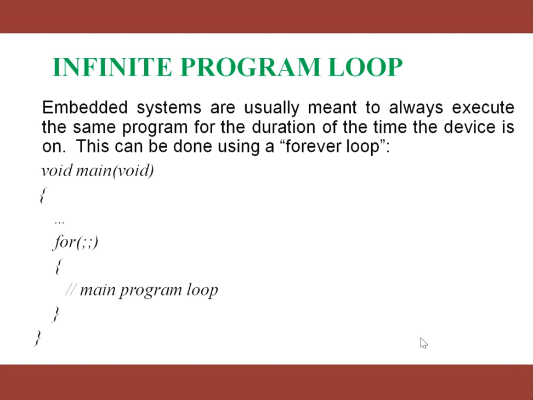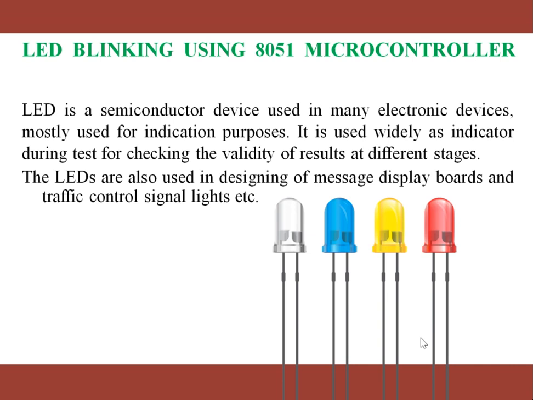Then let's talk about the infinite program loop. Whenever we want something to be executed repeatedly, we use a forever loop. The forever loop will keep on repeating some set of instructions, some sort of operations. Let's say you want to turn left or right, or do an operation like increment. That particular operation will be implemented in the forever loop multiple times, for as long as you want.